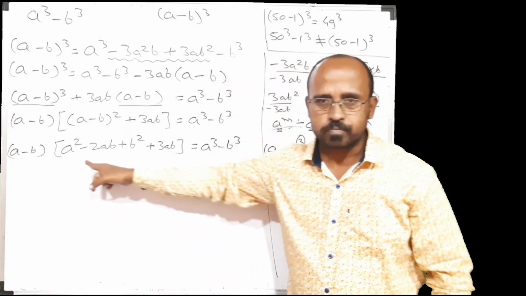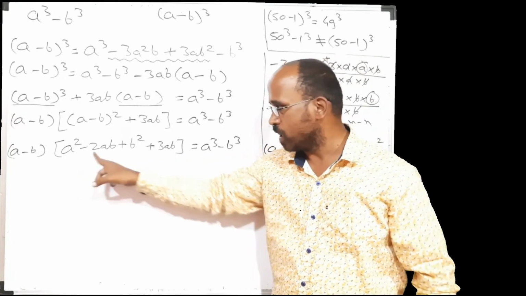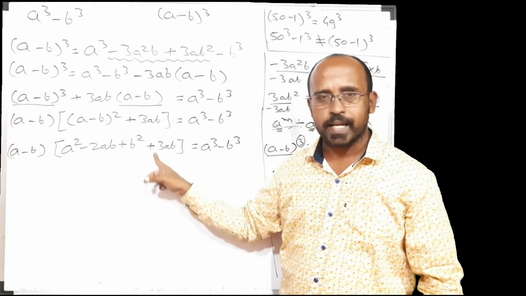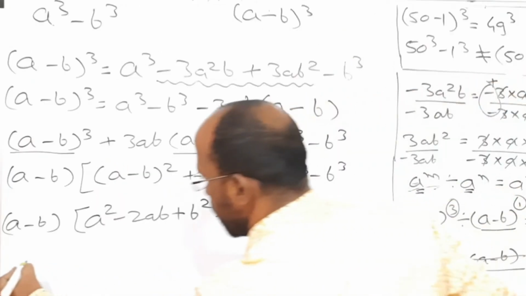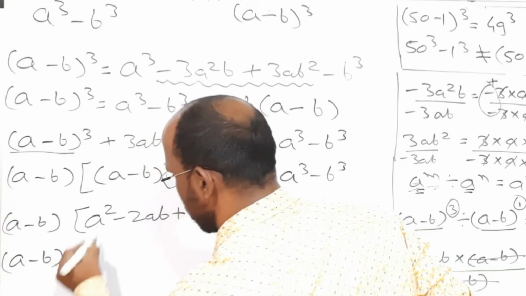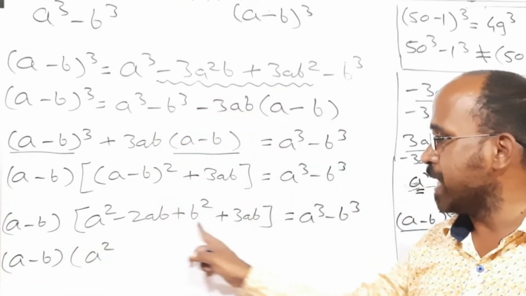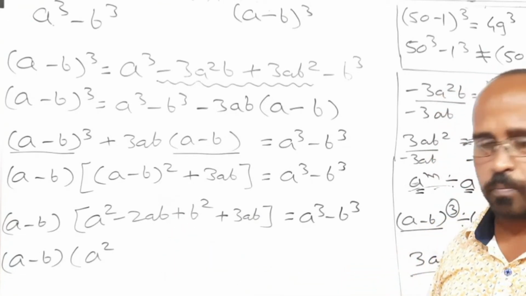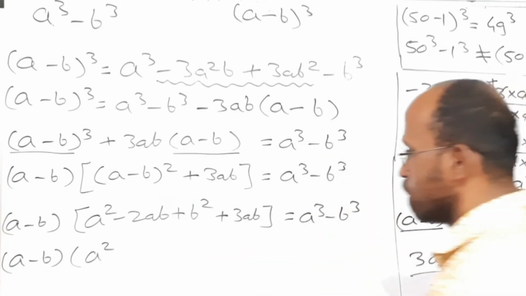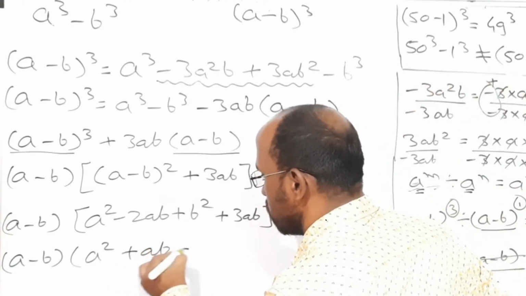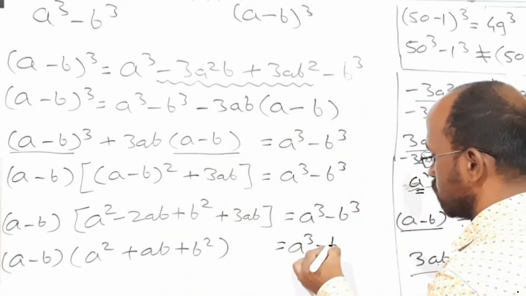Let us see, can we apply BODMAS in the second bracket? a square alone and unlike, minus 2ab plus 3ab, these two are like terms, so their addition subtraction is possible. So let's do it. a minus b, we are not making any changes, keep it as it is. a square minus 2ab plus 3ab, like terms with different signs, we have to do their subtraction. 3 minus 2 is 1, 1ab, sign of the greater number is plus, so plus 1ab plus b square, which is equal to a cube minus b cube.